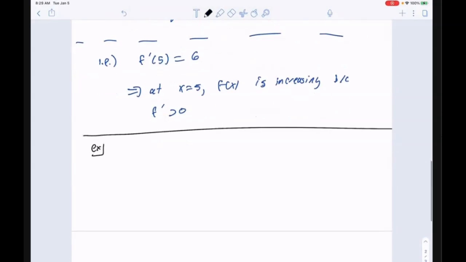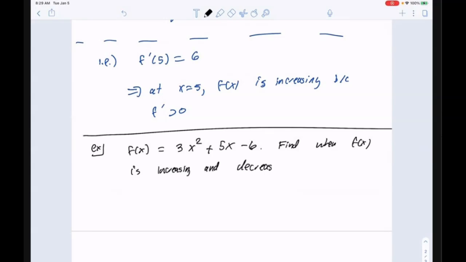Example: f of x equals 3x squared plus 5x minus 6. Find when f of x is increasing and decreasing. Justify.